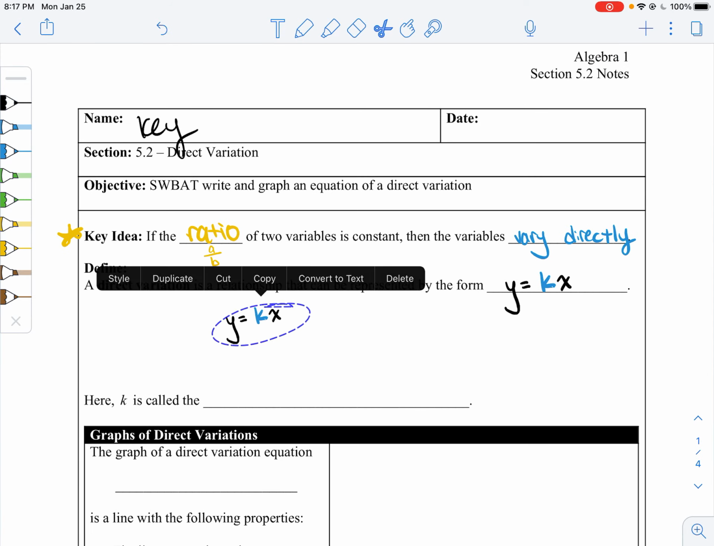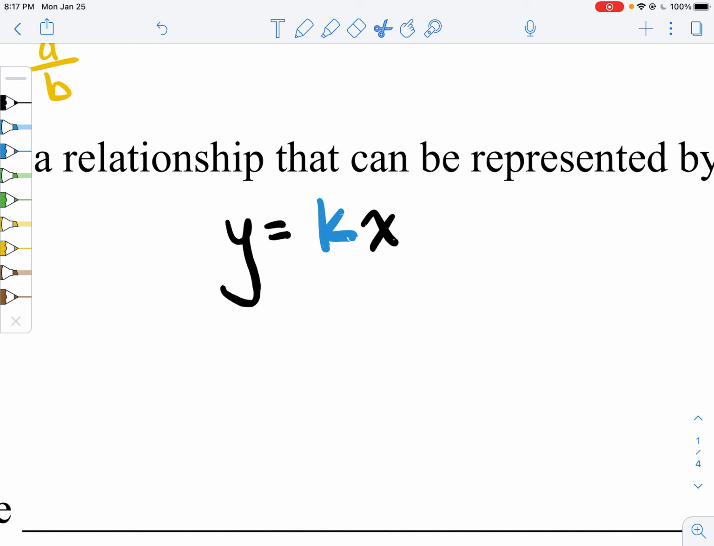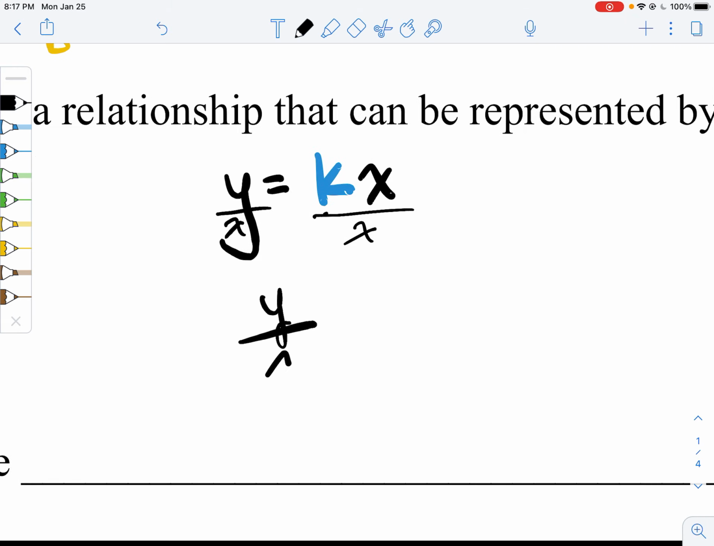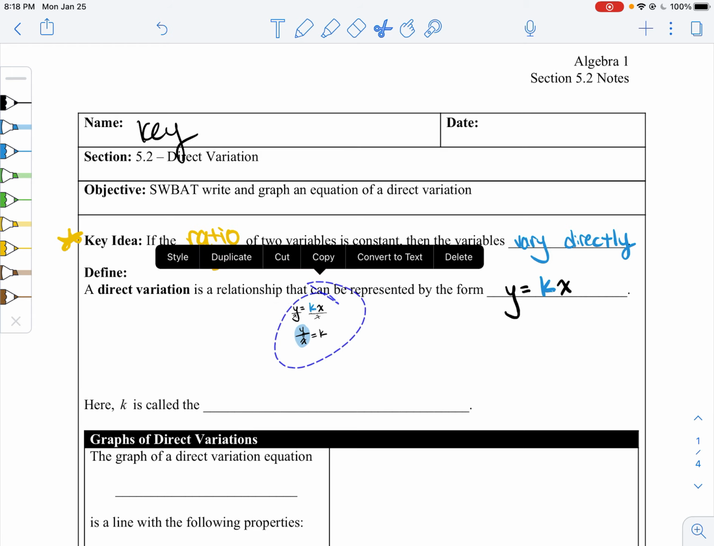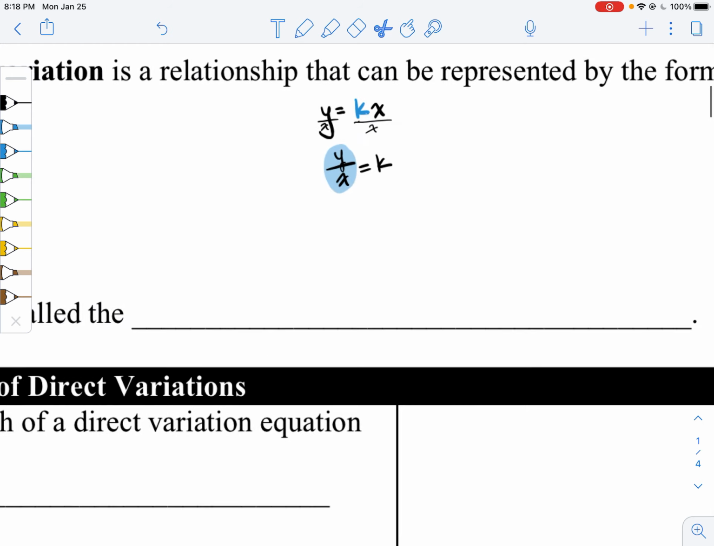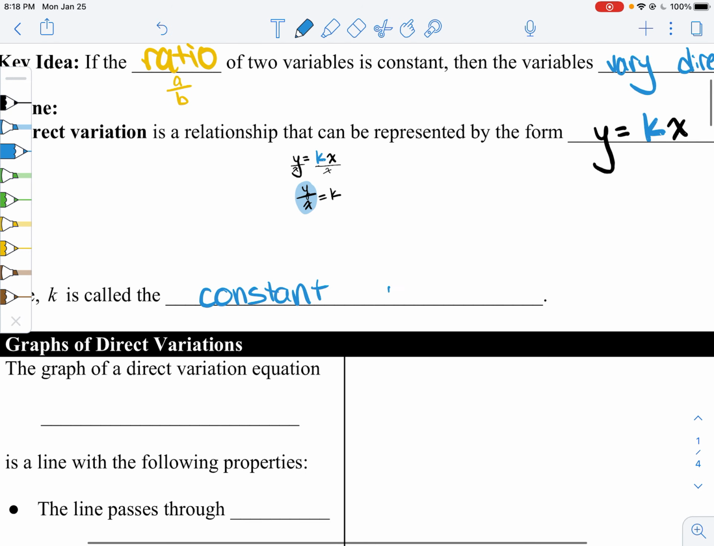You might also see it expressed, and this is my favorite way to express it, where they divide both sides by x and say y over x equals k. That's also fine. This also helps you see that it's a ratio. That k is something over something else. Whatever way you prefer, that's great. K has a special name. We call it the constant of variation because it tells you at what rate the variables are changing.